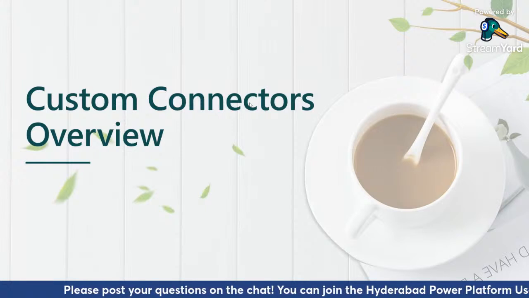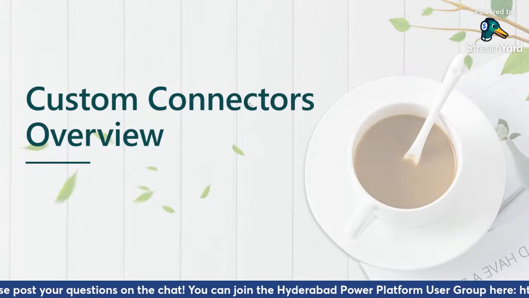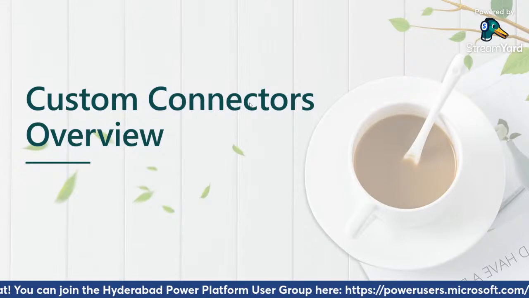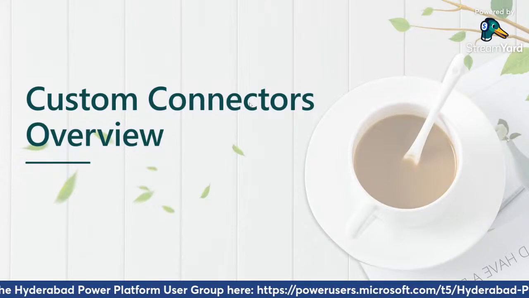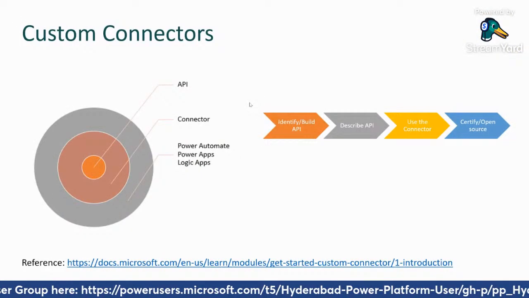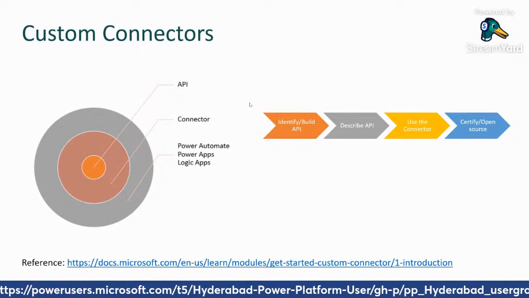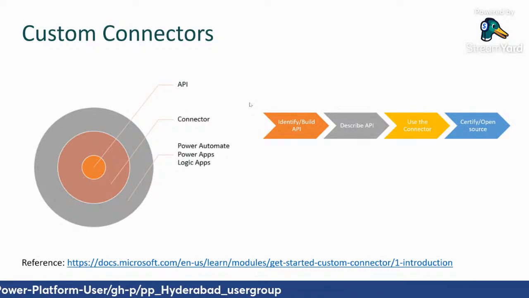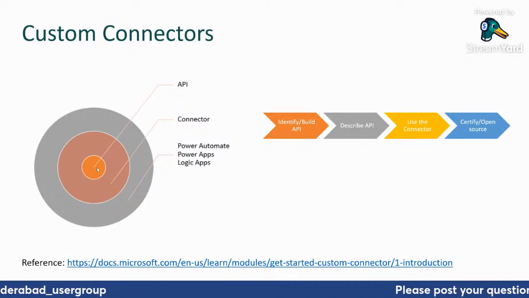Simply put, these connectors make it easier for app and flow makers to connect to other apps, data, and devices in the cloud. So, whenever we want to create our own custom connector, there are a few things that we need to check. If you refer to the diagram on the left-hand side, here we have those core APIs.